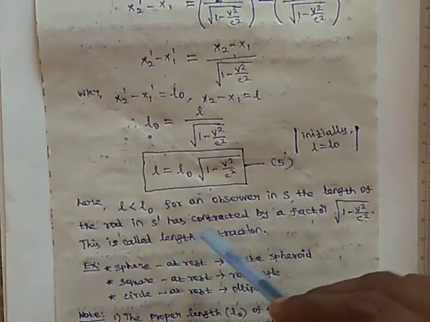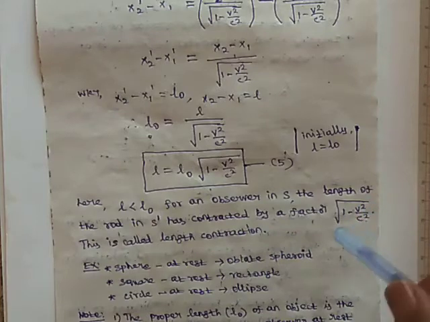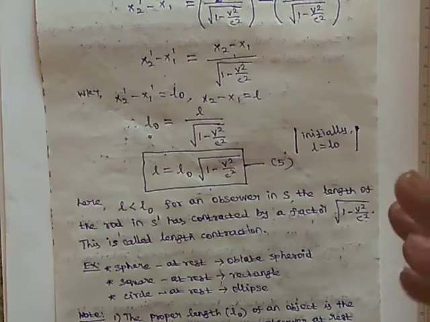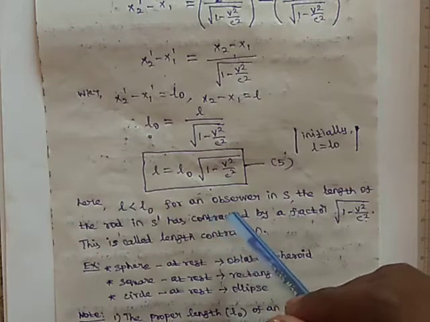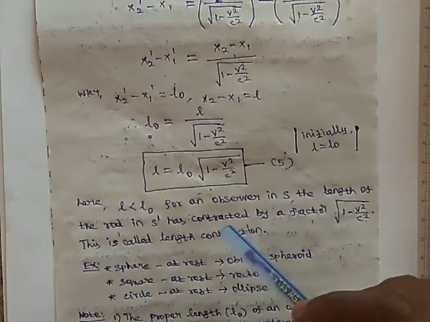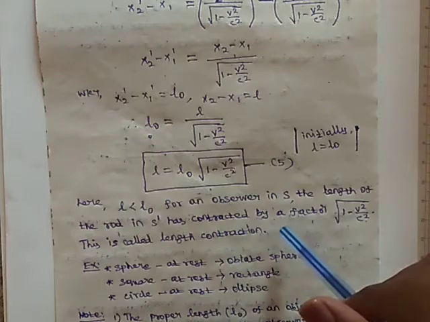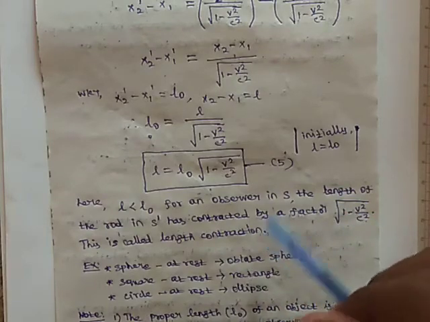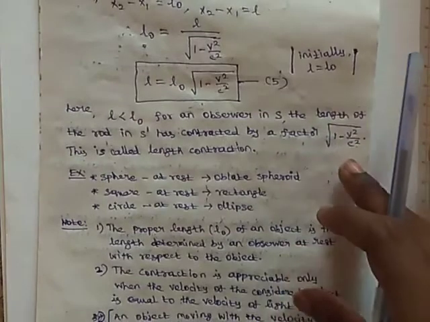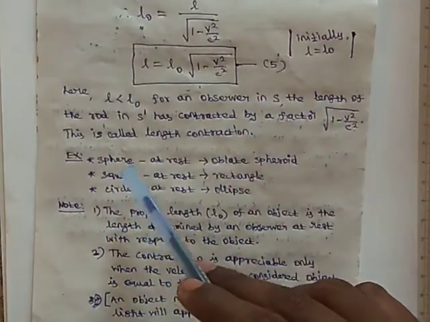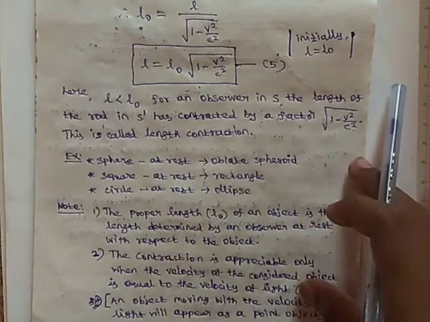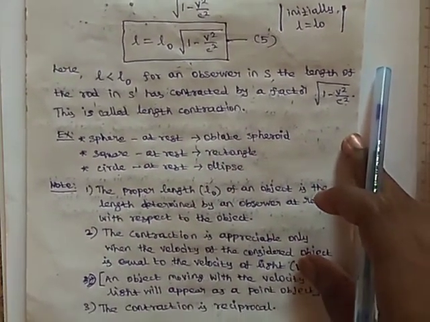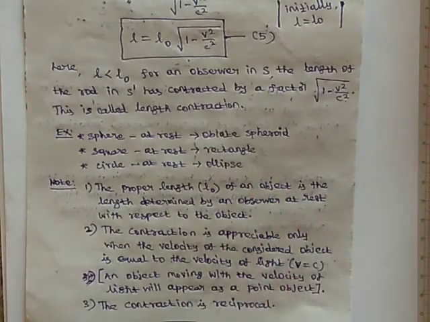The length of the rod in S prime has contracted by a factor root of 1 minus v square by c square. This is called length contraction. Contraction means shortening, lowering or lessening. That is why in Tamil it is called kurukam, right? So it is contracted by a factor root of 1 minus v square by c square. This is called length contraction. For example, a sphere will appear as an oblate spheroid, a square will appear as a rectangle, and a circle will appear as an ellipse.